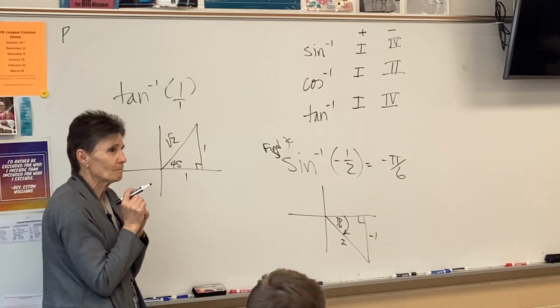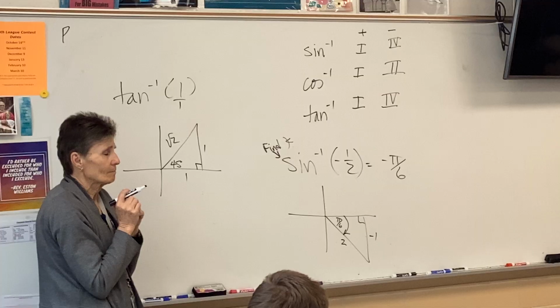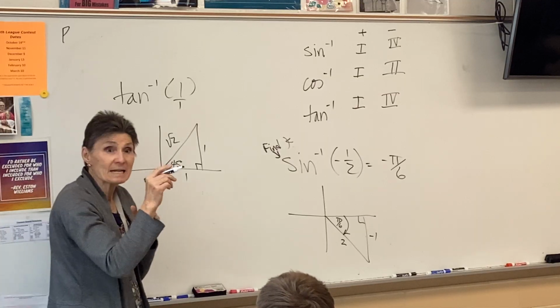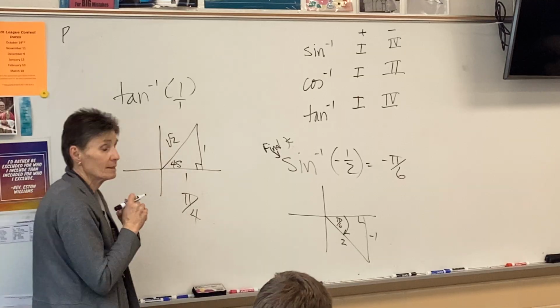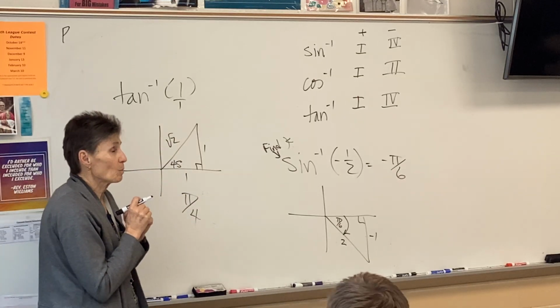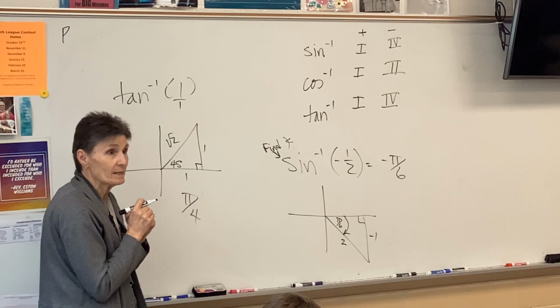It's okay, Jimmy. Tired, I know. Pi over 4. The radian measure is positive pi over 4, because we're answering in radians.